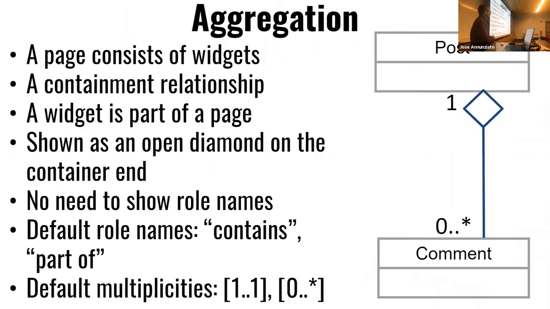All right, then we have aggregations and compositions. In one-to-many relationships, we might also want to capture the life cycle dependencies between the two. Meaning, is the existence of one dependent on the existence of the other?